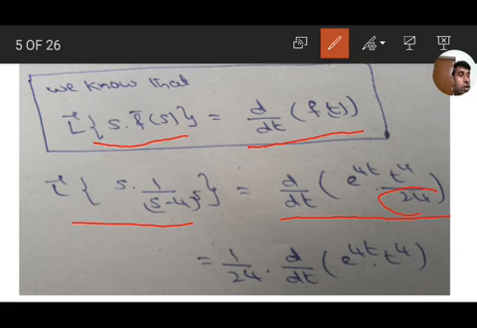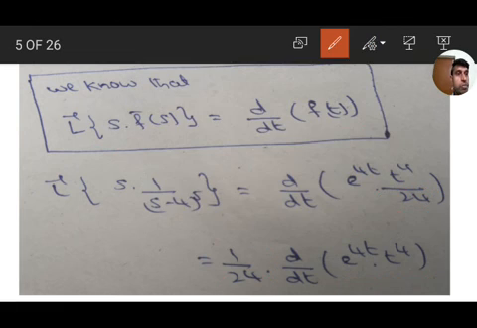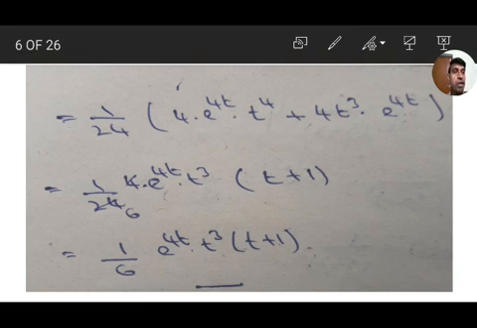So here 1 by 24 is the coefficient outside. Derivative of e to the power of 4t into t to the power of 4. This is by using the u into v method, derivative of a product. The derivative of uv is u dash v plus v dash u. So u dash v: 1 by 24 as it is, u dash is the derivative of e to the power of 4t, which is 4 into e to the power of 4t, into t to the power of 4 as it is v.